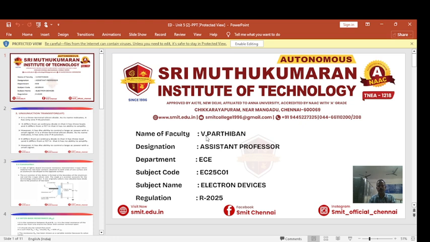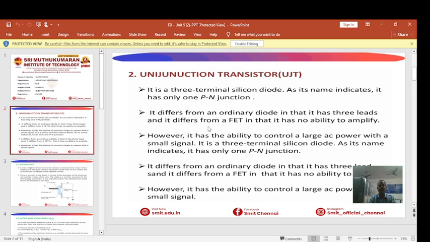Now I am going to talk about the subject called electron devices, which is coming under the regulation R 2025. The subject code is EC25C01. So I am going to talk about Unit 5, particularly about the unijunction transistor, that is called UJT.